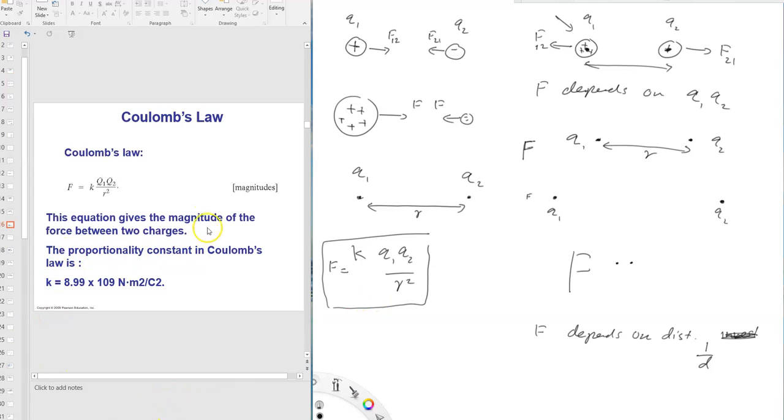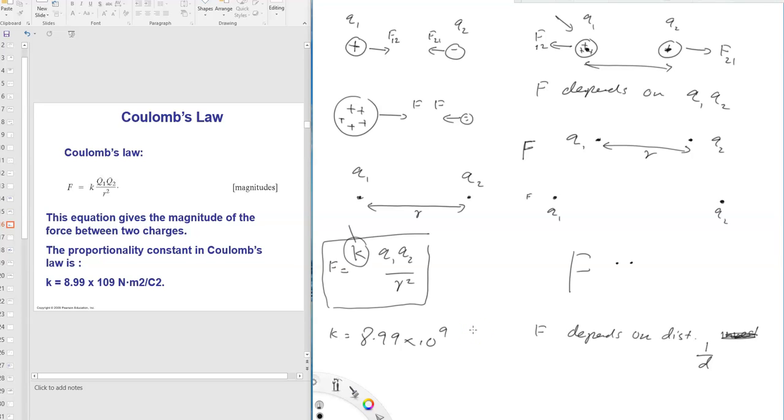So here you see the equation on the left. Coulomb's law says the force is K times, it's a constant here, we call it the Coulomb's constant, K times Q1 Q2 over R squared. Now what is the magnitude of this term K? The Coulomb's constant, K, is given as 8.99 times 10 to the 9 newtons meter squared per coulomb squared.